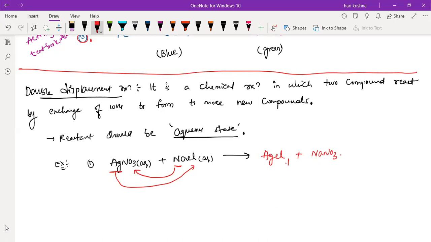Now here AgCl is a precipitate and NaNO3 is again in the aqueous state. So it is a chemical reaction in which compulsorily two compounds react by exchanging their ions, either cation or anion, to form other compounds. That is called a double displacement reaction.